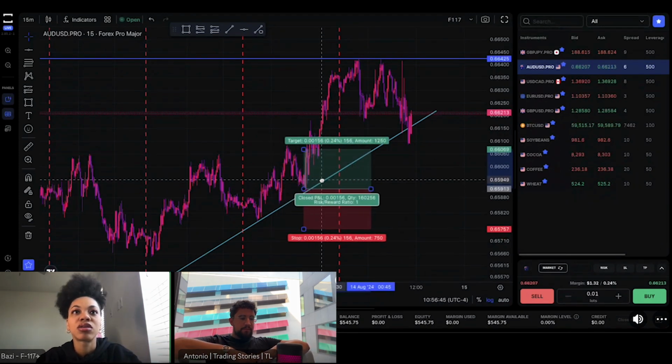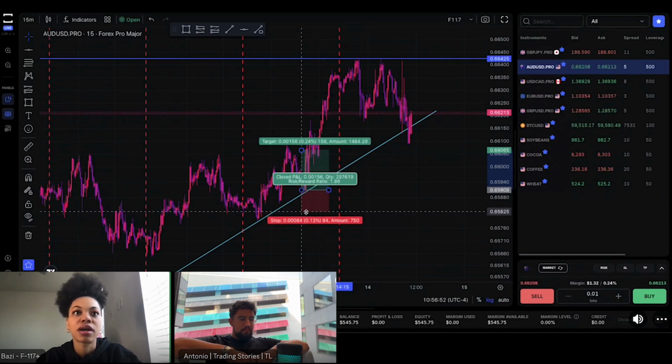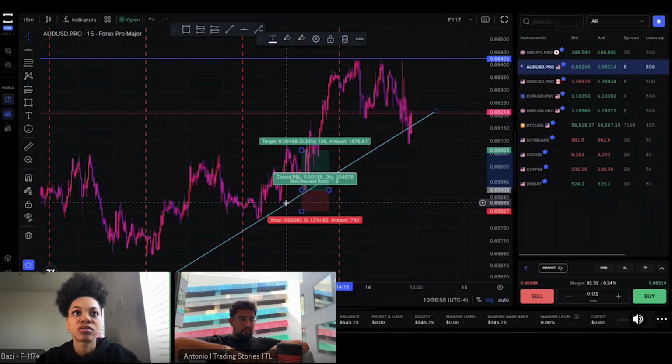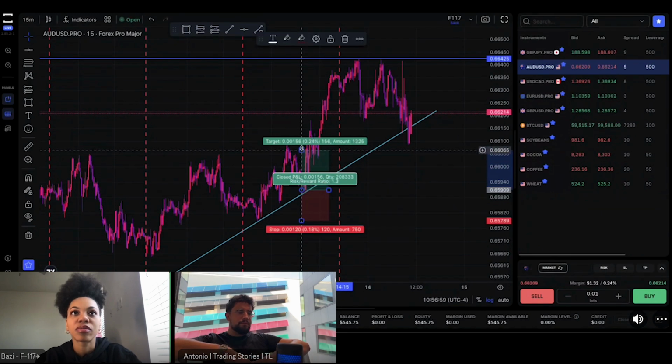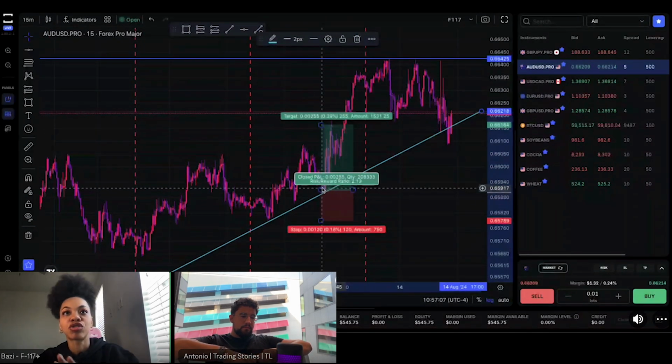So let's say you come in right here at this third point. You set your stop loss at the most recent reverse, which is here. You want to set it a little bit lower. And let's say your goal is a 1 to 3, which is about right there. You enter your trade here and you let it run.